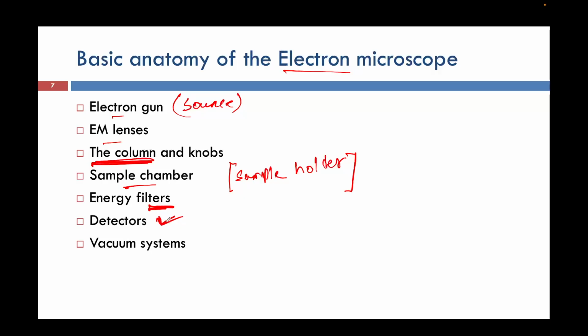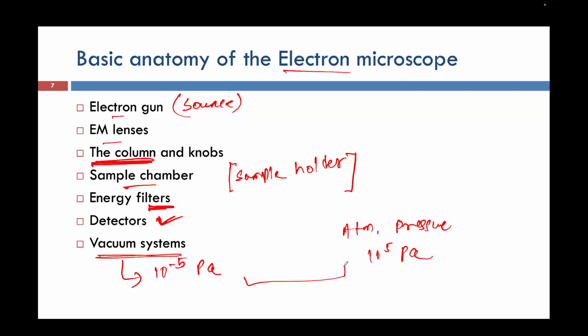Ultimately, when we are talking about electrons as our incident beam, we need a vacuum system. Why? Because otherwise electrons will be scattered by the air. In air there are gas molecules like oxygen and nitrogen and other particles, and they will scatter our electrons. The vacuum for a conventional transmission electron microscope is in the order of 10 to the power minus 5. Remember, atmospheric pressure is 10 to the power 5 Pascal, right? So it is almost a billionth.